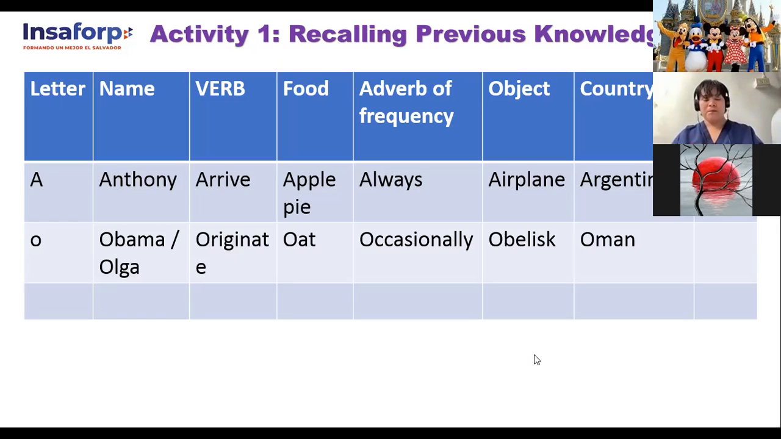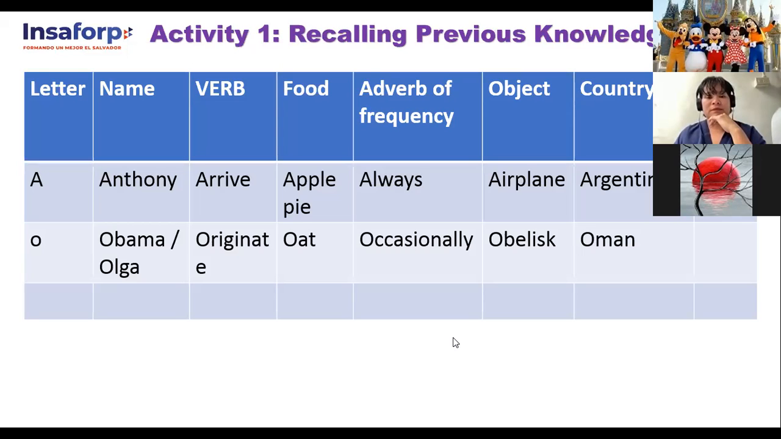Mr. Martinez? I'm doing the math. Okay. You're doing the math. Did you like this game? I get 75. 75, Mr. Martinez. Yes, 75. Fine. Okay. Now, guys, you are going to create a story using the name, verb, food, adverb, frequency, object, and country.